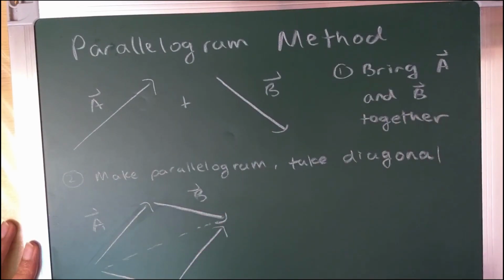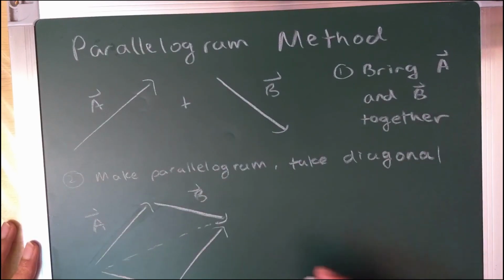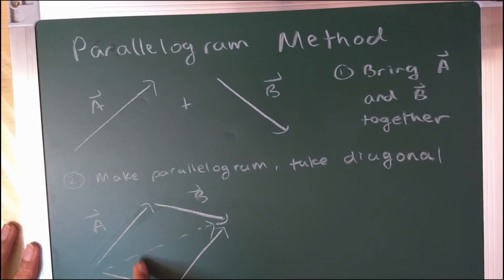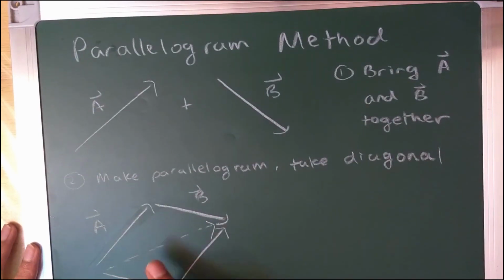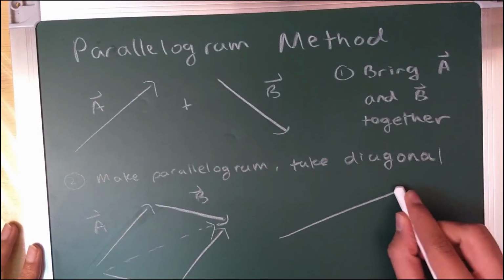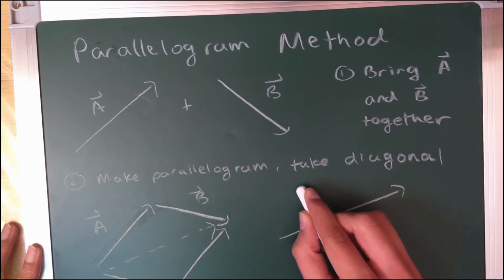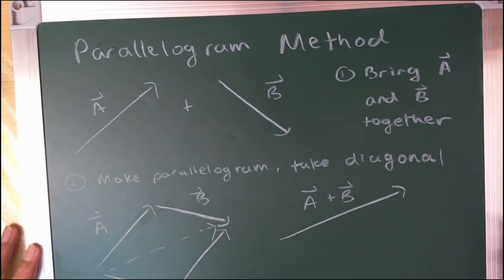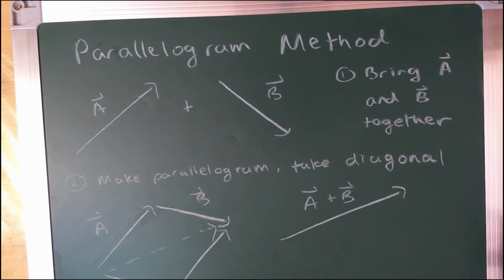And then we follow our tail to tip intuition, and we bring tips to tips. And this vector right here, this is the sum A plus B. So I'll redraw this right here. This is A plus B. That is the parallelogram method. Let's do a few examples now.